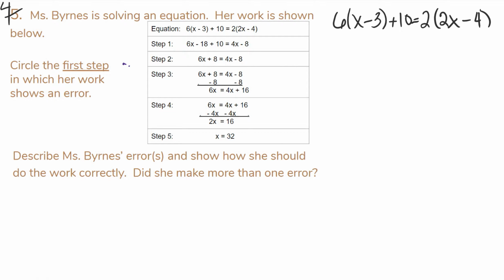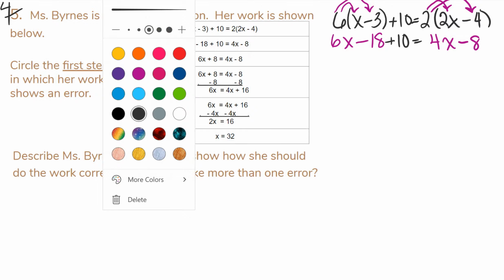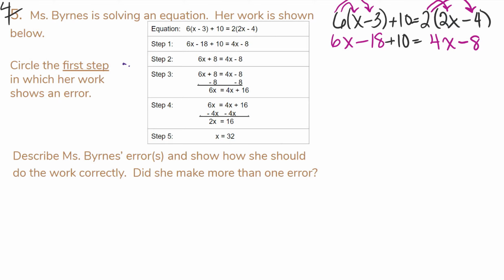So I'm going to multiply 6 on the outside. That's 6 times x. 6 times x is 6x. And then I'm going to multiply 6 times negative 3, which is negative 18. I'm going to bring down the 10. And then on the right-hand side, I'm going to distribute 2 times 2x, 2 times negative 4, and then I'm going to look to see, does it look like Miss Burns's first step?